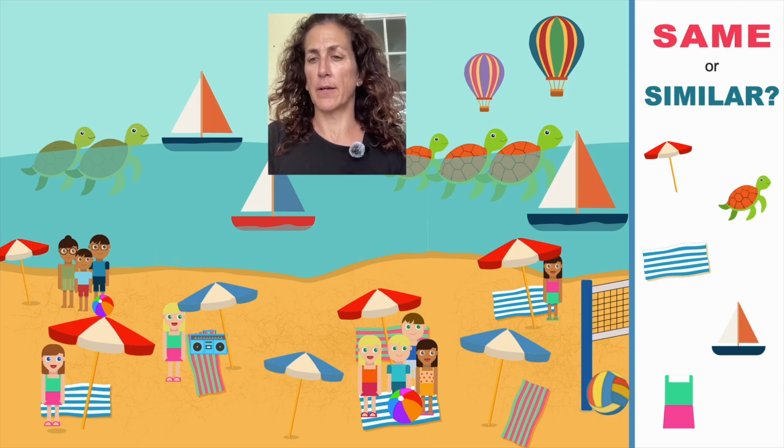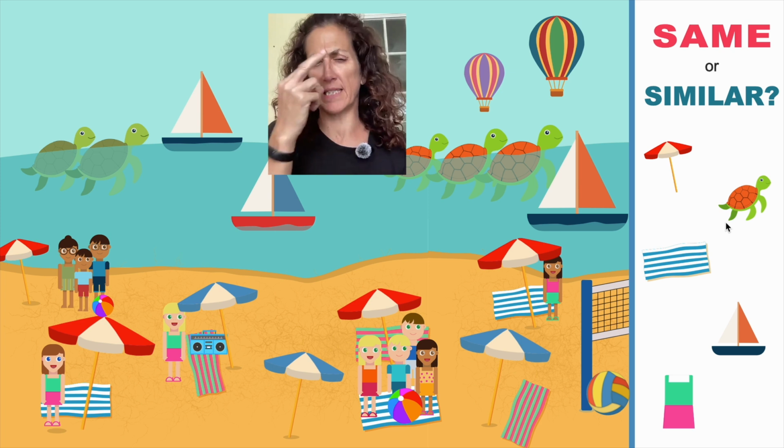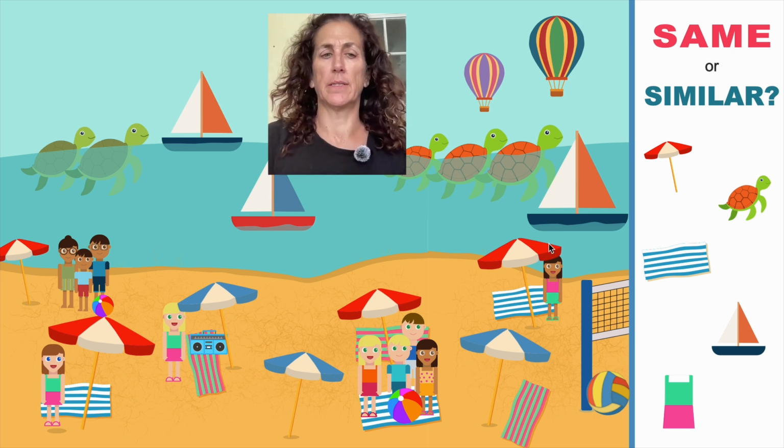Now let's look for the sea turtle in this picture. Do you see any sea turtles? Over here on the left, I see 2 sea turtles swimming together. Are they the same as this sea turtle here? This sea turtle has a green body. It has a green head and green flippers and a green tail.